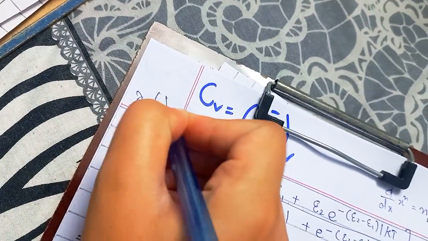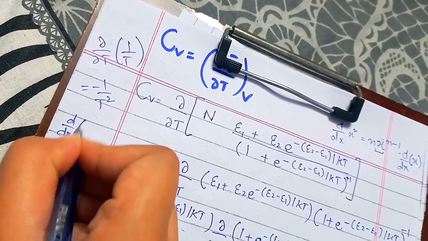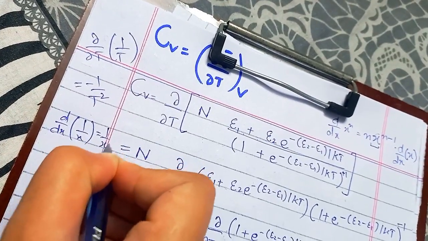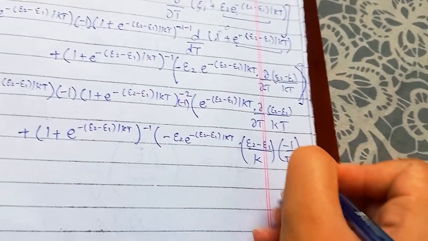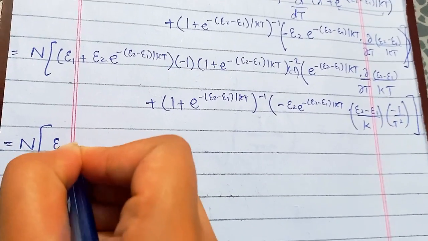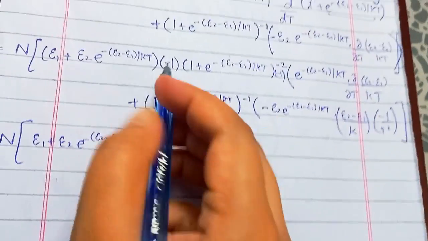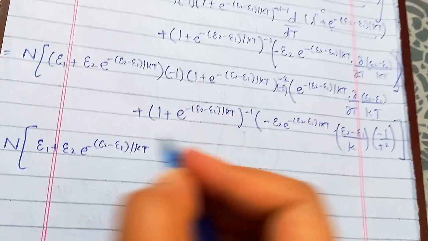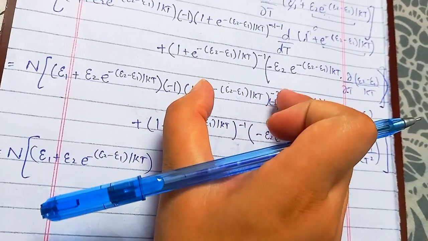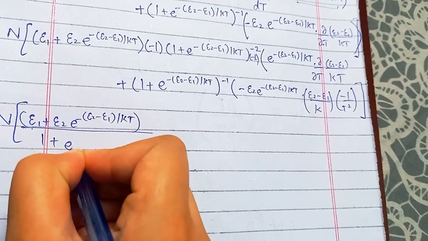Partial by partial T of 1 over T is left, which is equal to minus 1 over T square. You can see the derivative rule: the derivative of 1 over x is minus 1 over x square. So we can simply write here minus 1 over T square, bracket close. Capital N, E1 plus E2 e to the power minus (E2 minus E1) by kT. This negative sign and this negative sign become positive, and this whole term with negative 2 in the power in the numerator becomes a positive power in the denominator.